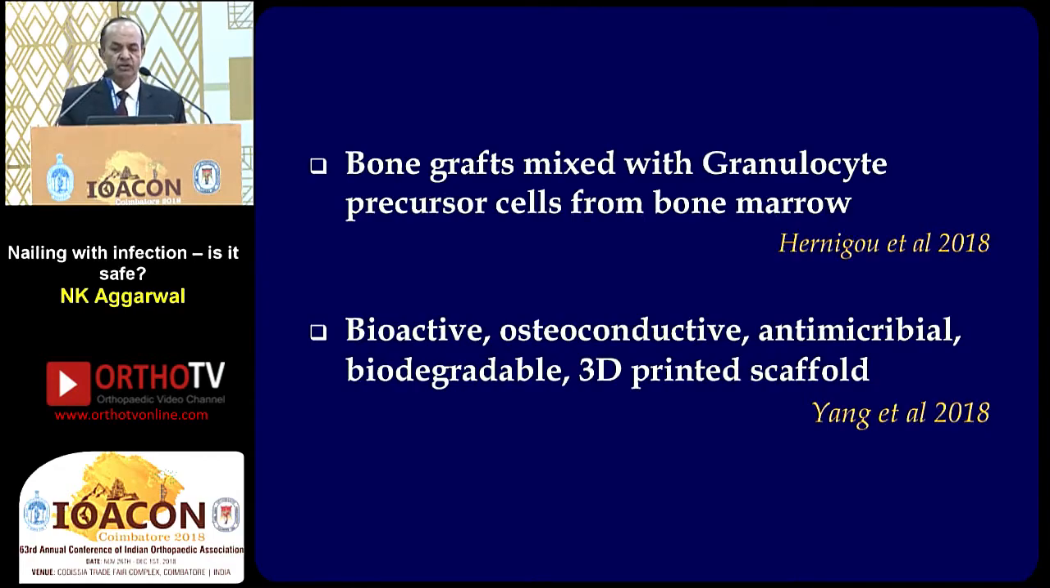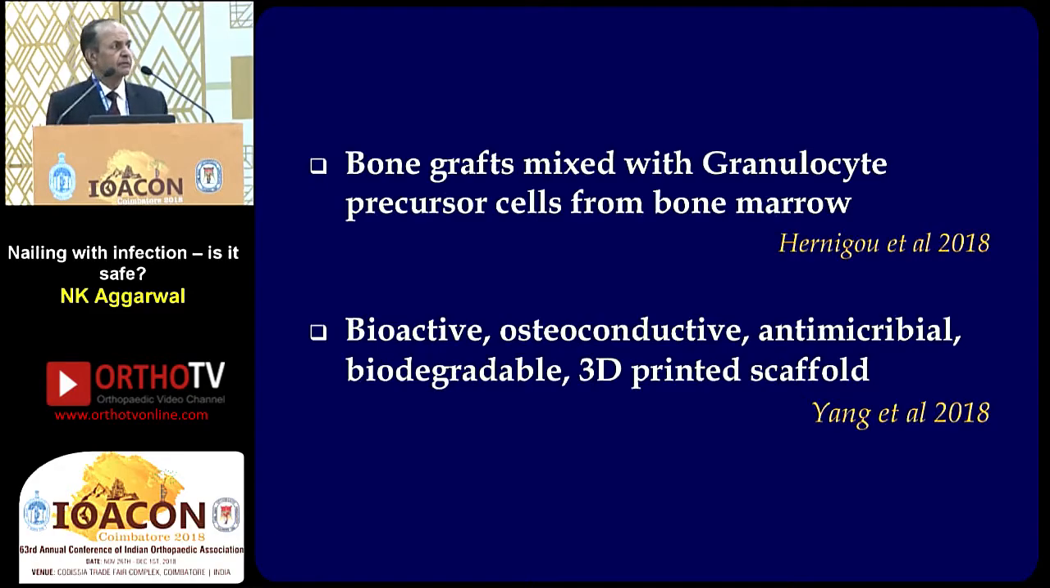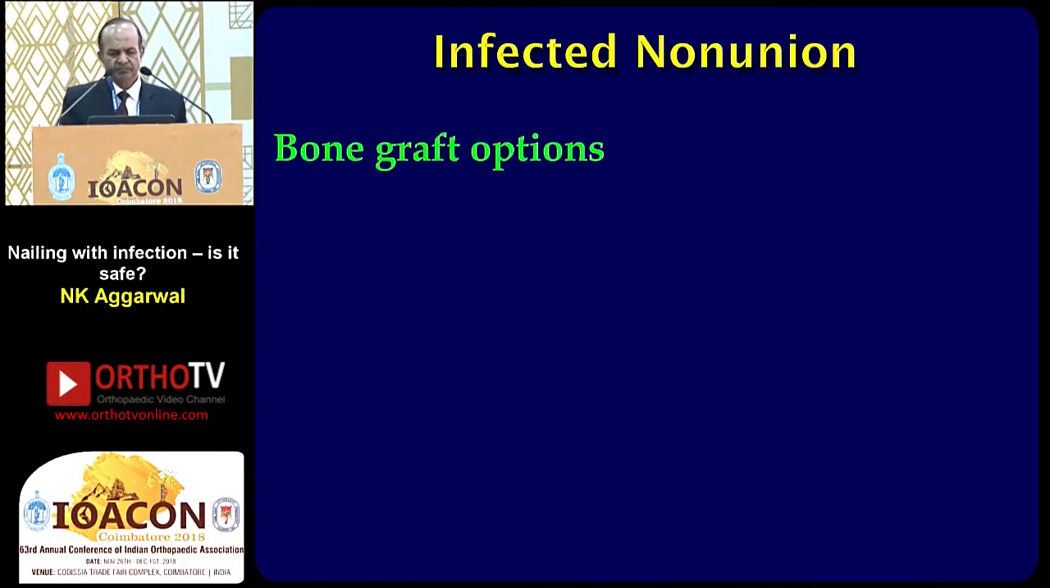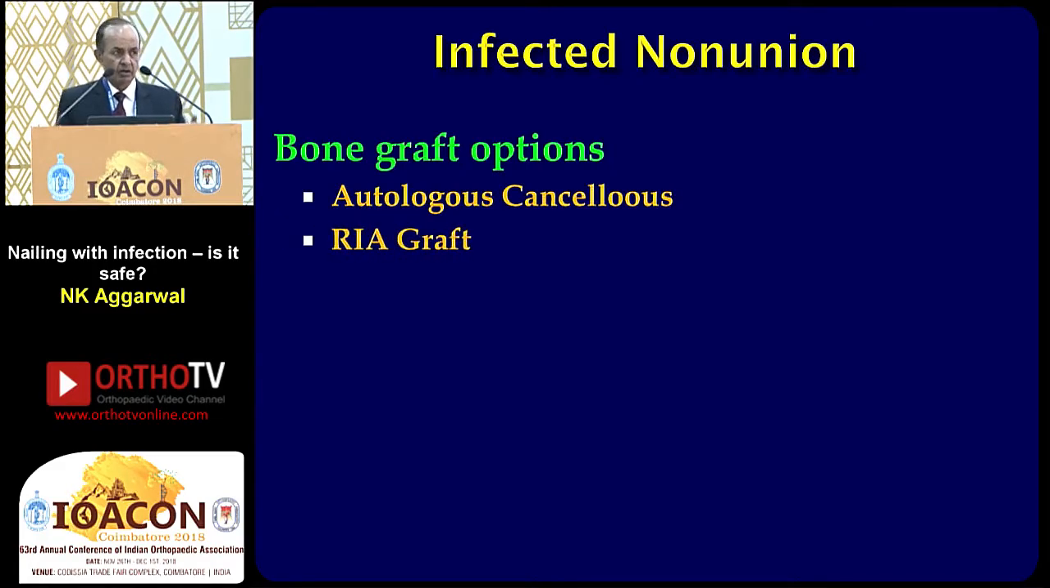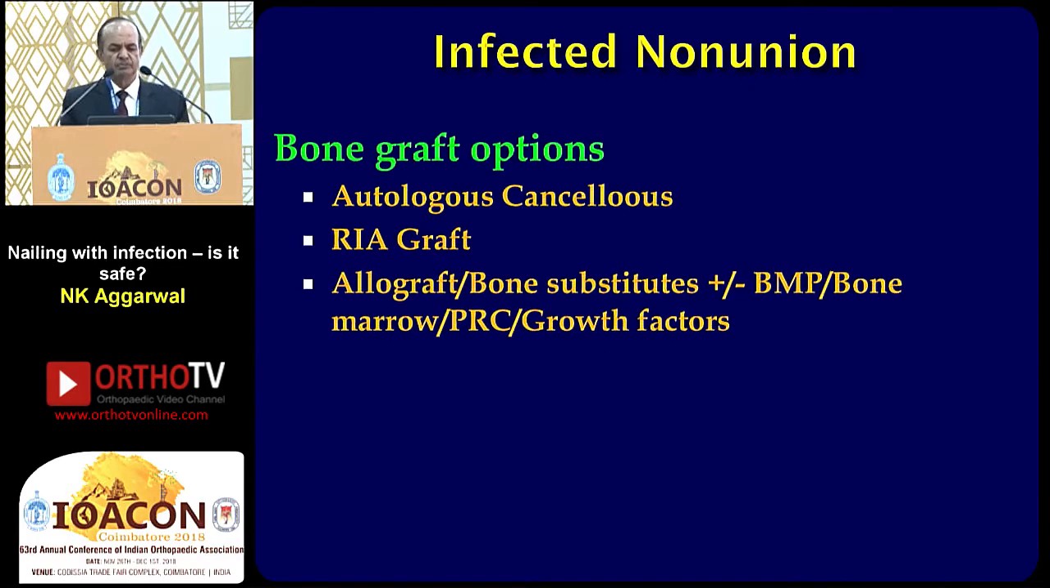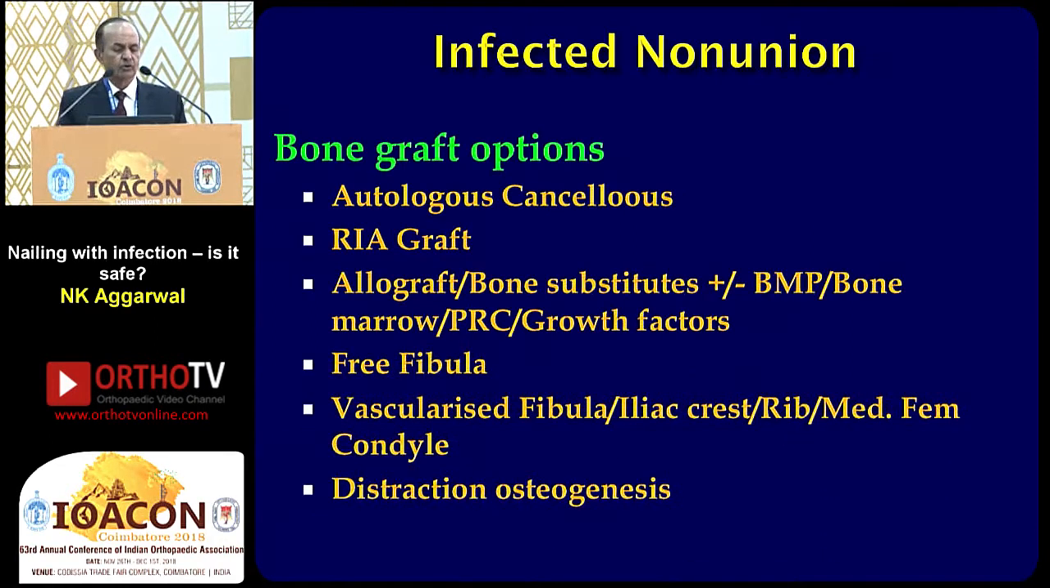And bioactive, osteoconductive, antimicrobial, biodegradable 3D printed platforms have been used for gap situations as antibiotic or antimicrobial drug dispensers. Now coming to enhancing the bone union process, what are the various bone graft options? Of course, autologous cancellous bone graft is the gold standard, but there are others now with reduced morbidity, like reamer irrigator aspirator bone graft, which reduces morbidity, and there are other bone substitutes, allograft with or without bone morphogenetic proteins and growth factors, and then there are strut grafts for gap situations.